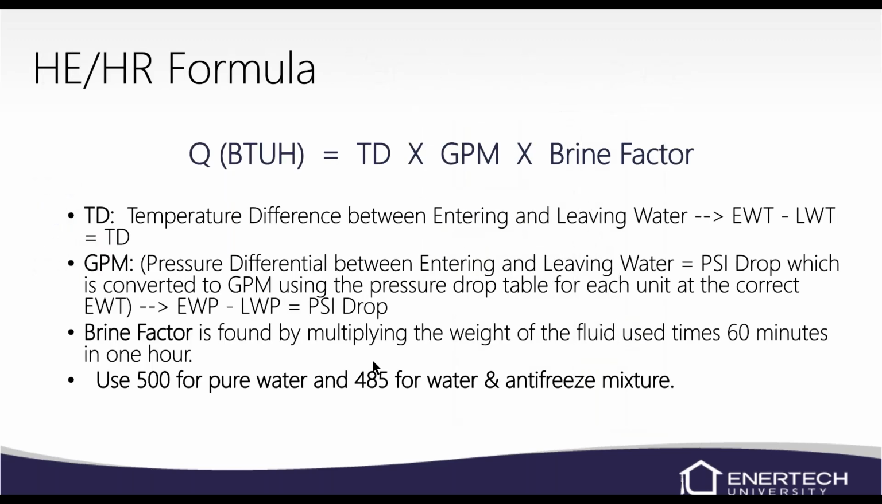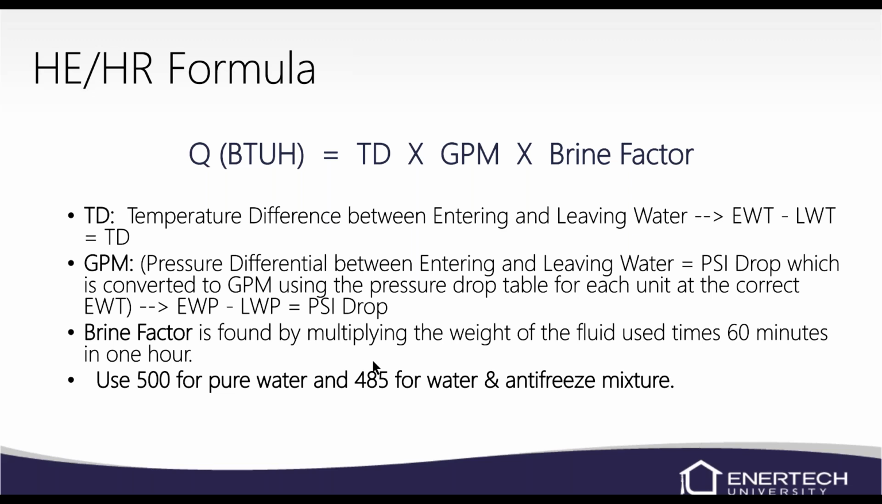So here's the calculation for the heat of extraction or heat of rejection. It's basically your temperature difference times your GPM times your brine factor. Temperature difference is just that: the difference between your entering and leaving water. GPM comes from the pressure difference between the entering and leaving, and then you look in the IOM and compare that number and get your GPM.